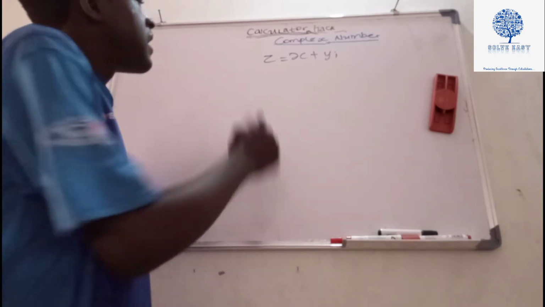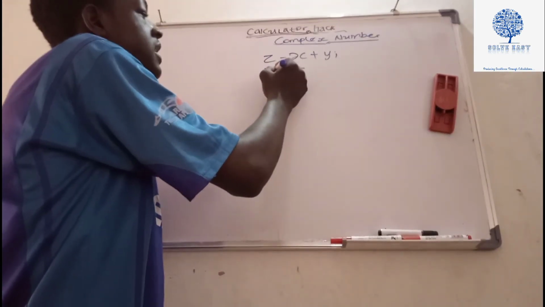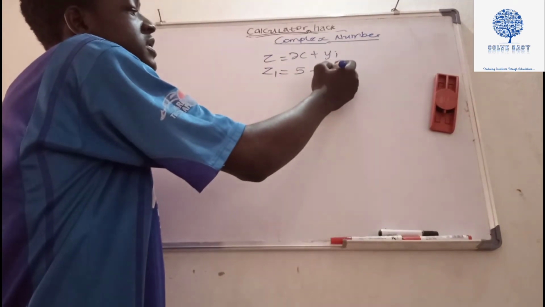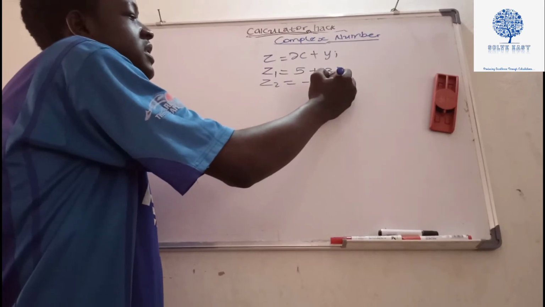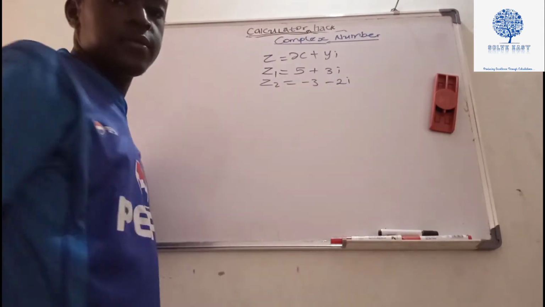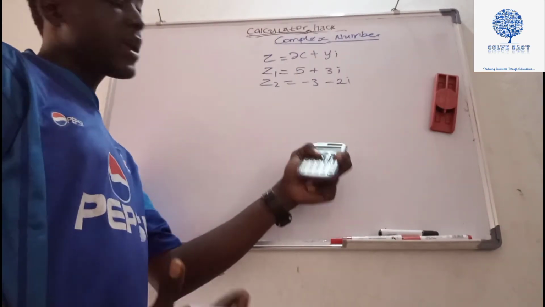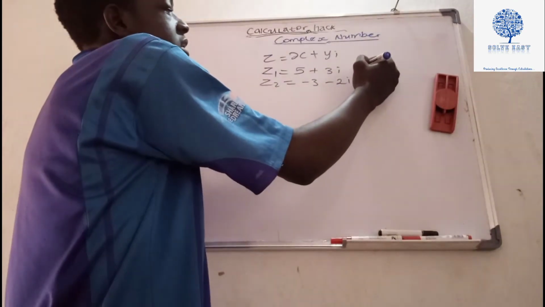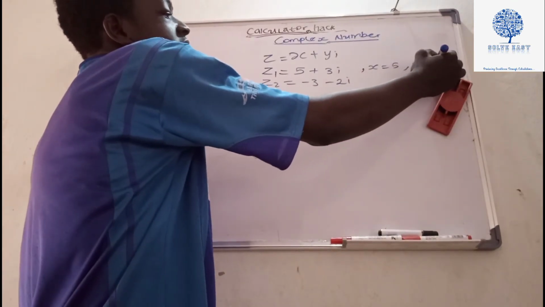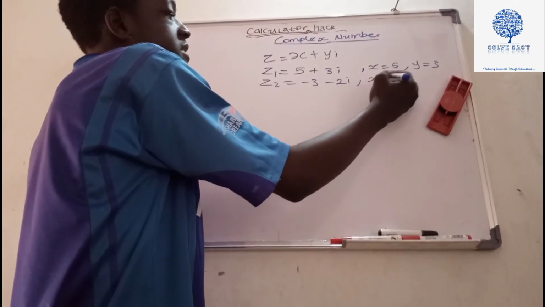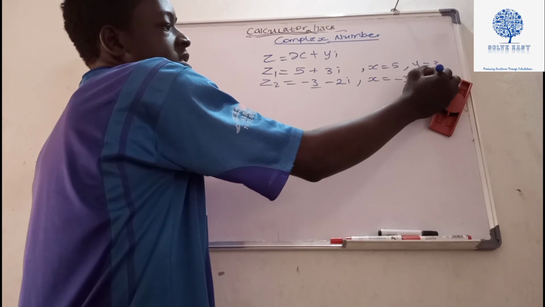Now let's say we have our complex number z. Let's say z1 is equal to 5 plus 3i, and z2 is equal to minus 3 minus 2i. Our real part is x and our imaginary part is y. From here, our real part is 5 and our imaginary part is 3. For z2, our real part is minus 3 and our imaginary part is minus 2.